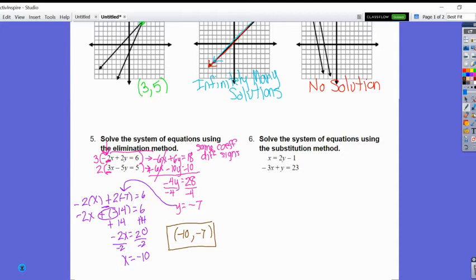Don't forget, you can also type those equations into your Desmos graphing calculator when you want to check your answer. So moving over then to question number 6, we're going to solve this using the substitution method.